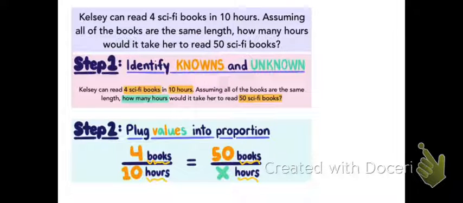Then, in creating your fractions, you're kind of taking one sentence at a time. 4 sci-fi books is 10 hours, so I made that my first fraction. How many hours is 50 sci-fi books? 50 books is x hours. You can use any letter for your variable. Once you have your proportion set up, then you solve it.